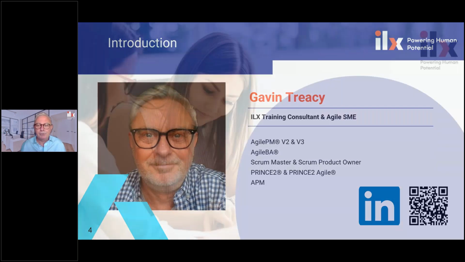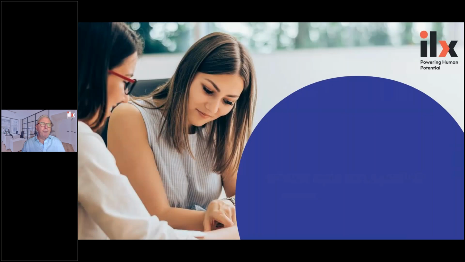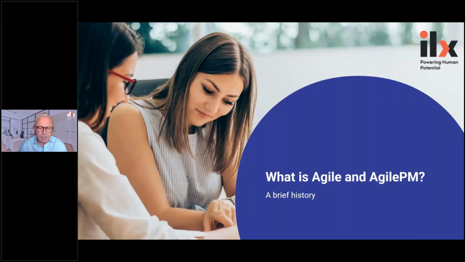Okay, so what I want to start off with, whenever I teach AgilePM, I'm always keen that everyone should know a little bit about the history. So if you already know this, please bear with me. But if you're new to the world of Agile, I always feel it's important to understand a little bit of why do we have Agile and what is Agile. The term Agile itself does not necessarily mean project management. It's the term Agile PM that means Agile project management.